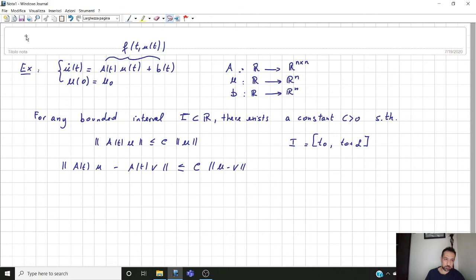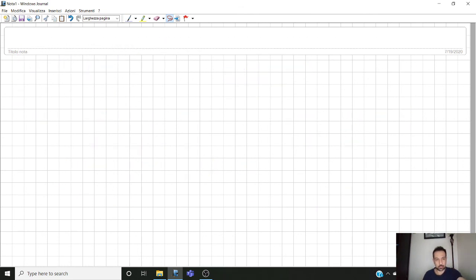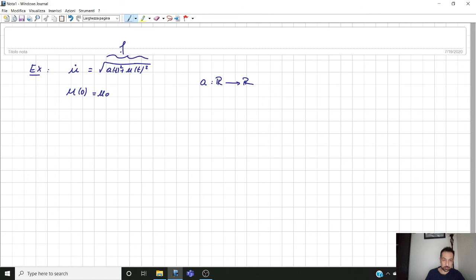Okay, so one last example is an ordinary differential equation which is nonlinear. So let's write down this example. We have this nonlinear ordinary differential equation: u dot is equal to the square root of A of t squared plus u of t squared, with u at time t equals 0 equal to u sub 0, where A from R to R is a continuous function. So here, this right-hand side represents f of t, u of t. And we want to prove that this is a Lipschitz continuous function of u uniformly in t.